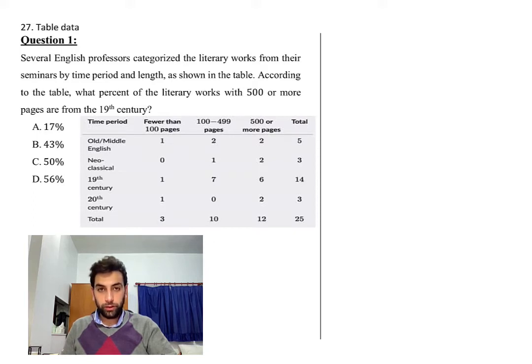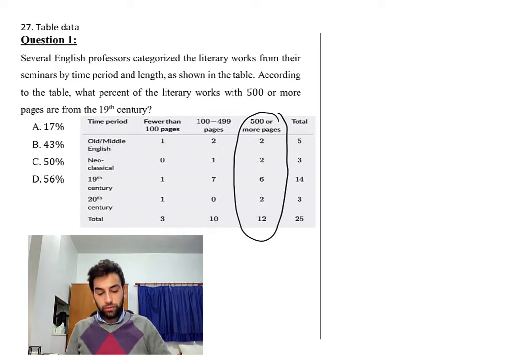Question number 1 here. Several English professors categorized the literary works from their seminars by time period and length, as shown in the table. According to the table, what percent of the literary works with 500 or more pages are from the 19th century? So, first, we need to look at the literary works that are 500 or more pages.